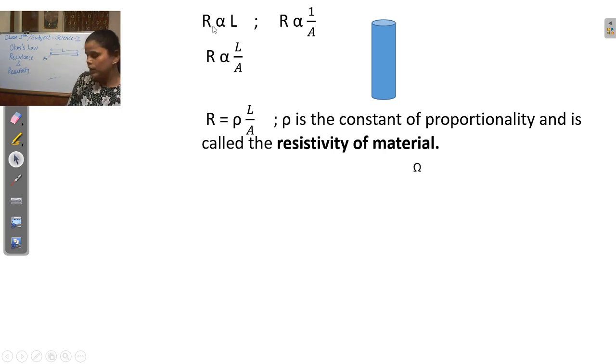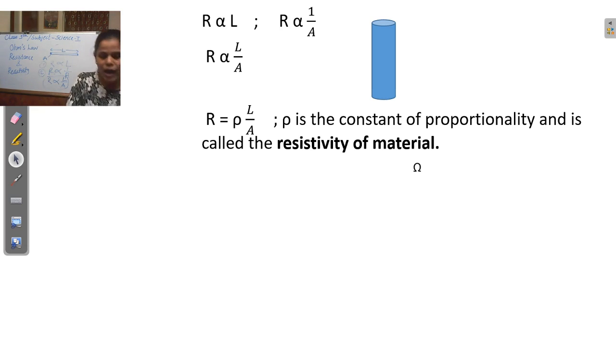The relation of resistance: R is directly proportional to the length L, and R is inversely proportional to the area of cross section. R is directly proportional to L, this is first, and the second relation, R is inversely proportional to A, the area of cross section. Then joining both 1 and 2, R is proportional to L upon A, or L into 1 upon A.